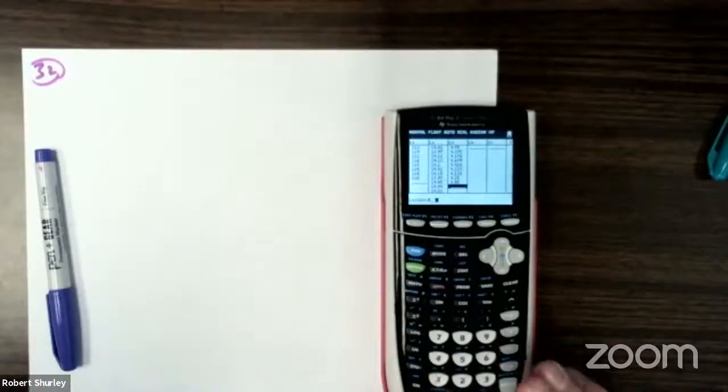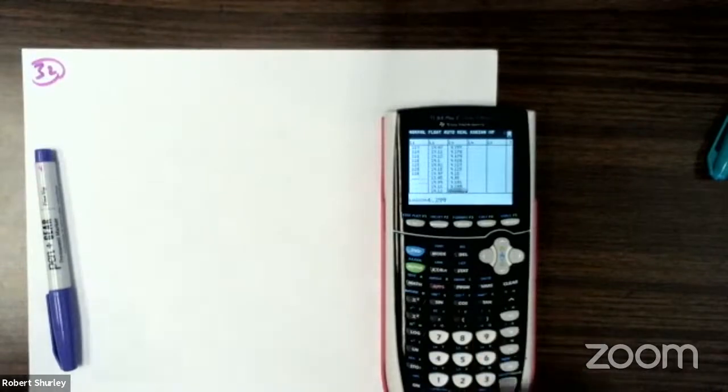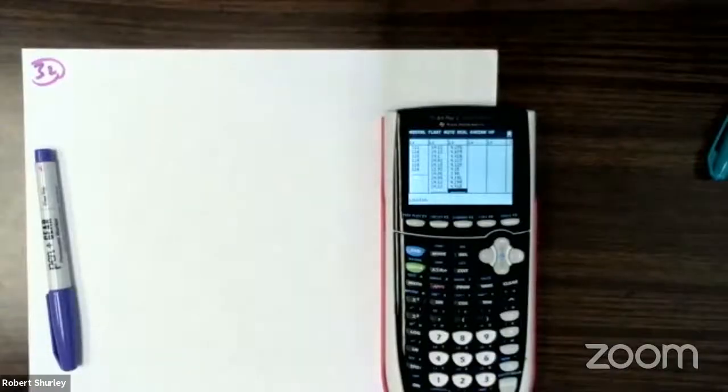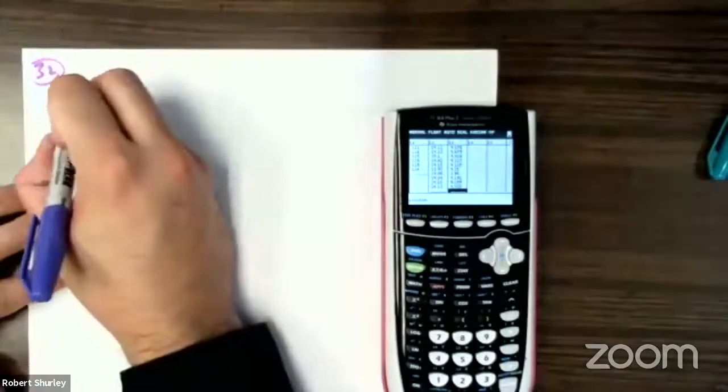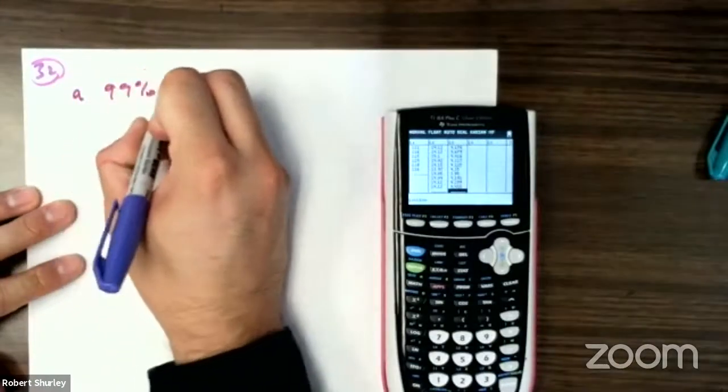Okay, we're doing 32 now. I'm just putting this list in. This list is on the top of page 387, number 32. I've got the list in, and it says, don't mess this list up. It says construct a 99% confidence interval.